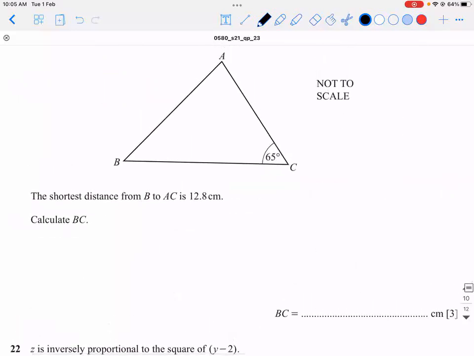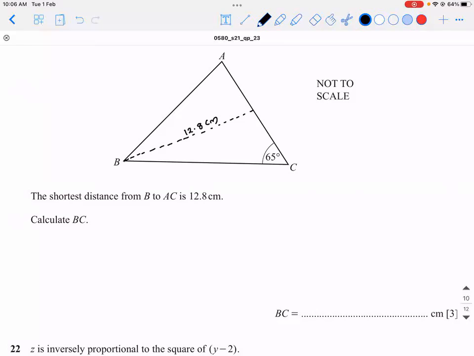The shortest distance from B to C. So how will we answer this? The statement is already given, right? The shortest distance from B to C is 12.8 centimeters. Calculate BC. So what is the shortest distance? The shortest distance means erecting a perpendicular from B to AC. So this shortest distance is our 12.8 centimeters.